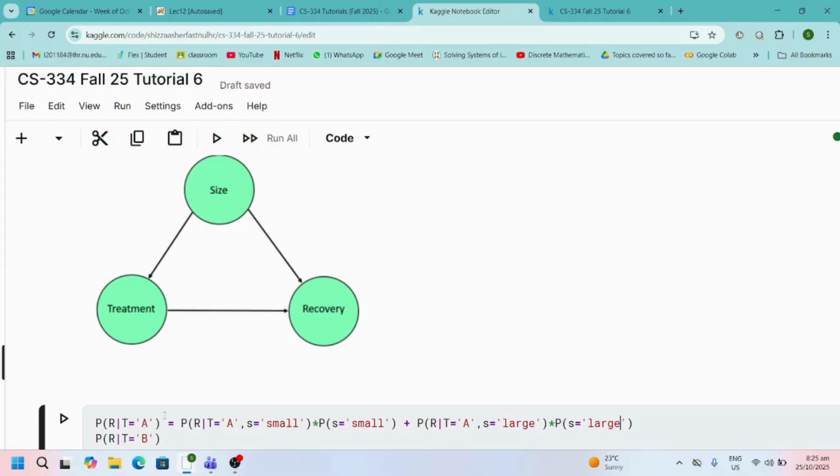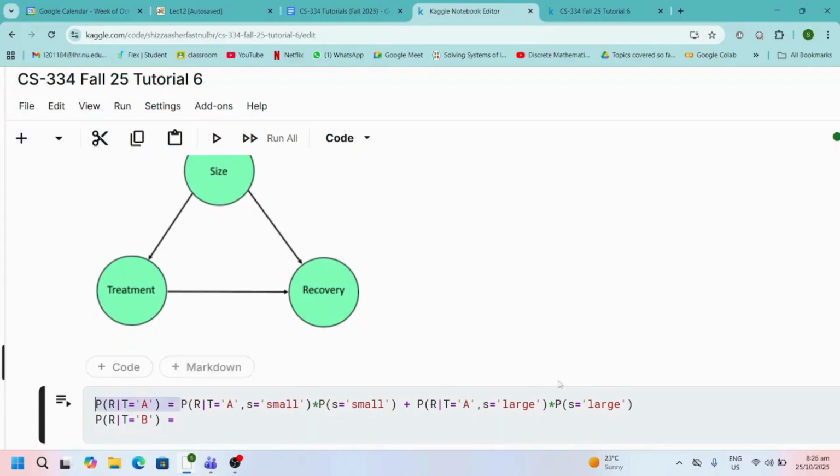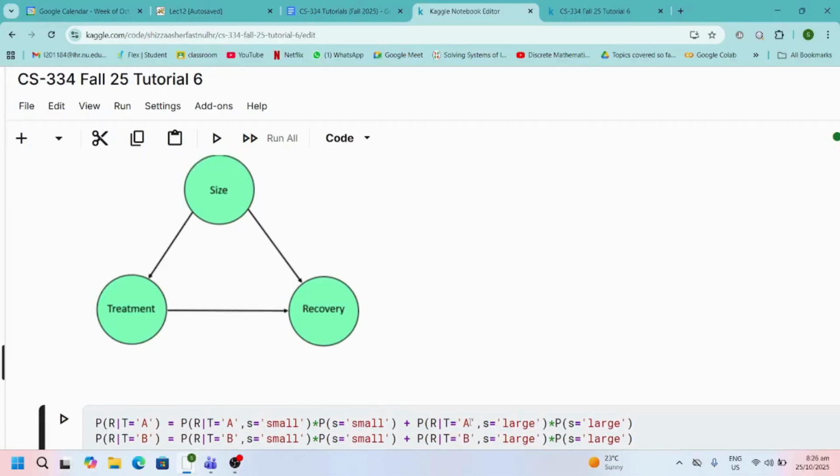So this is how I will find the probability of recovery given that the treatment is A, and I am controlling for size. I can do the exact same thing for B as well. This is how I would do so.